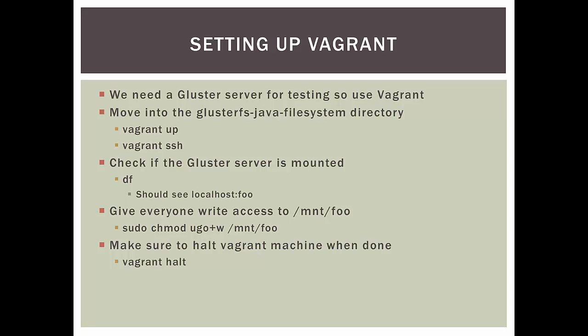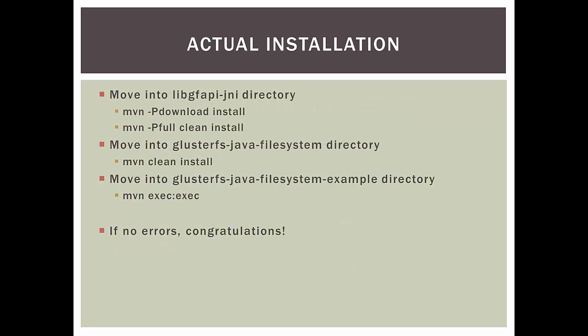The last thing you need to do in the Vagrant machine is change the permissions of the mounted directory to allow for write access from everyone. You can then log out of the Vagrant machine. It will stay running until you type vagrant halt. Be sure to do so whenever you're finished. Everything up to this point is just legwork for the actual installation, which utilizes Maven.